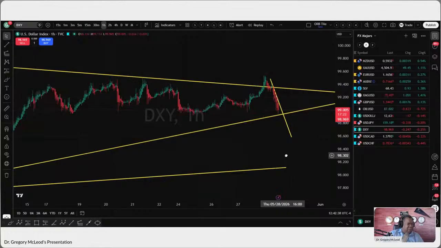And I might need to move my alarm down a little bit lower, because the closer you can buy the support, the lower your risk is going to be, right? So if you can get in here, then guess what? See how the risk is small? This is your risk.